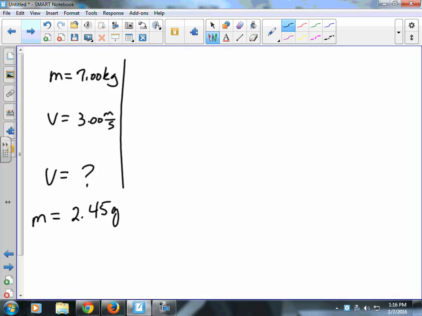Okay, so we've got to find out some stuff, right? This is the bowling ball, so I'm going to call that mass subscript B, velocity subscript B, velocity subscript T, mass subscript T. Are we good with that? It says we want the table tennis ball to have the same kinetic energy as the bowling ball, right? So that means KE of the bowling ball equals KE of the table tennis ball.